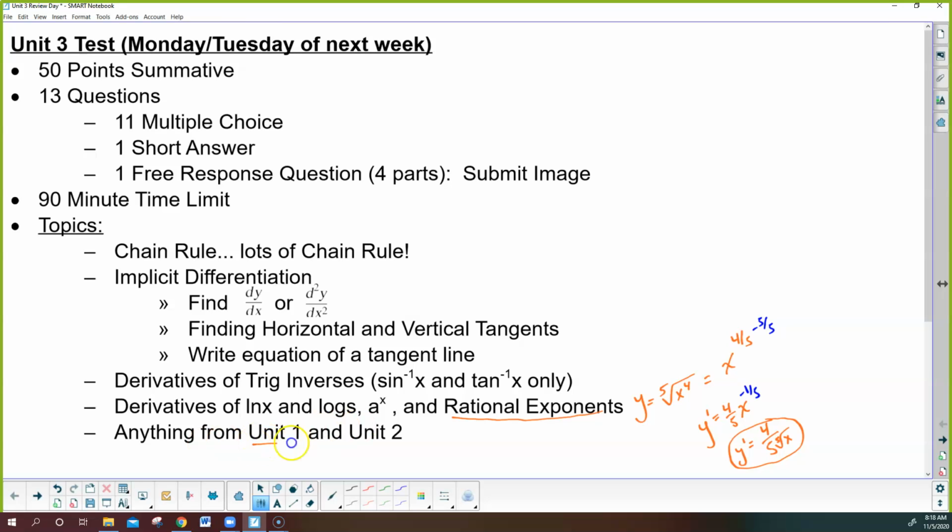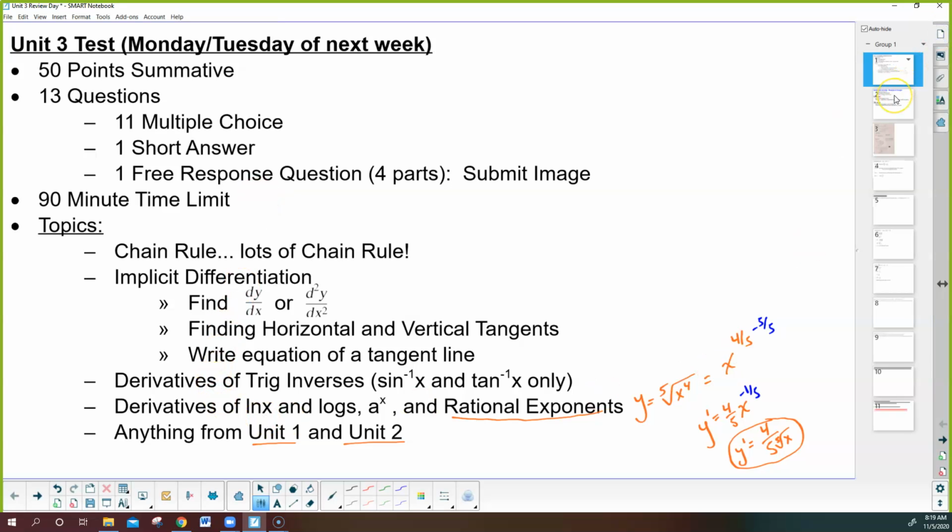And then keep in mind, anything that we've learned from Unit 1 and Unit 2, the product rule, the quotient rule, is a function differentiable? Is it continuous? All of those things are fair game, and we could throw any types of questions in there as well. So here's what we got today.